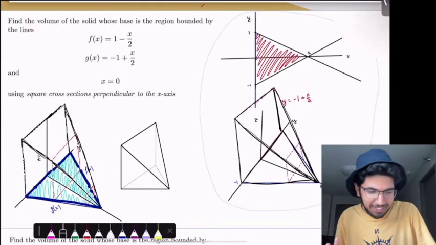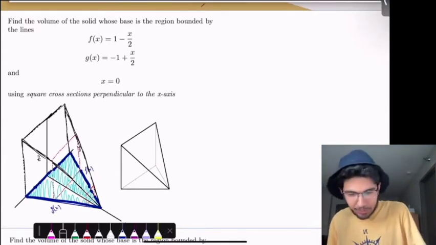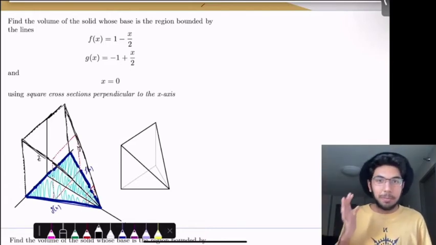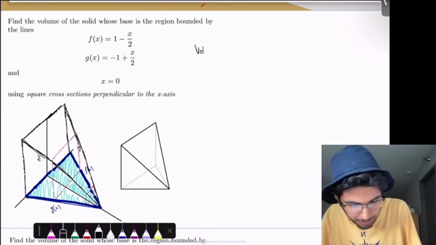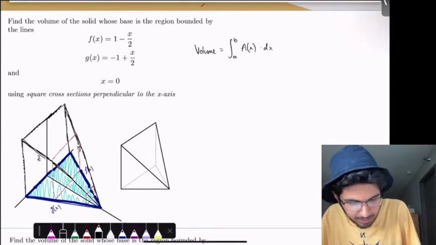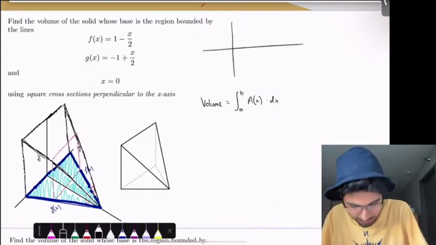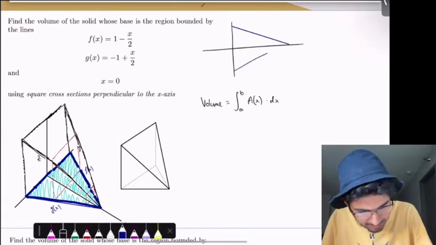Okay, so up till now, we've just drawn the figure. We have not done any of the math yet, but the math is going to come a lot easier now. So, first we need to figure out which equation to use. Our cross sections are perpendicular to the x-axis. So that means we're going to use the formula volume is equal to the integral from a to b of A of x times dx. And what I'm going to do quickly is just redraw the lines that we had up here, because that'll be helpful in determining our bounds.